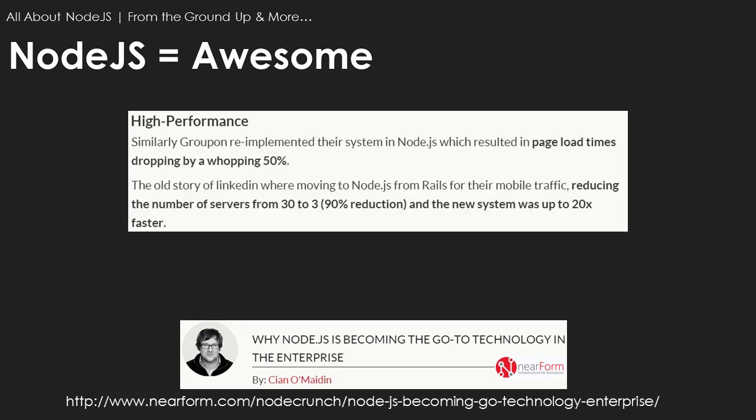Similarly, Groupon implemented Node.js and had their page load times go down by half instantly. LinkedIn was able to cut down the number of servers managing mobile traffic from 30 to 3 when they moved from Ruby on Rails to Node.js.